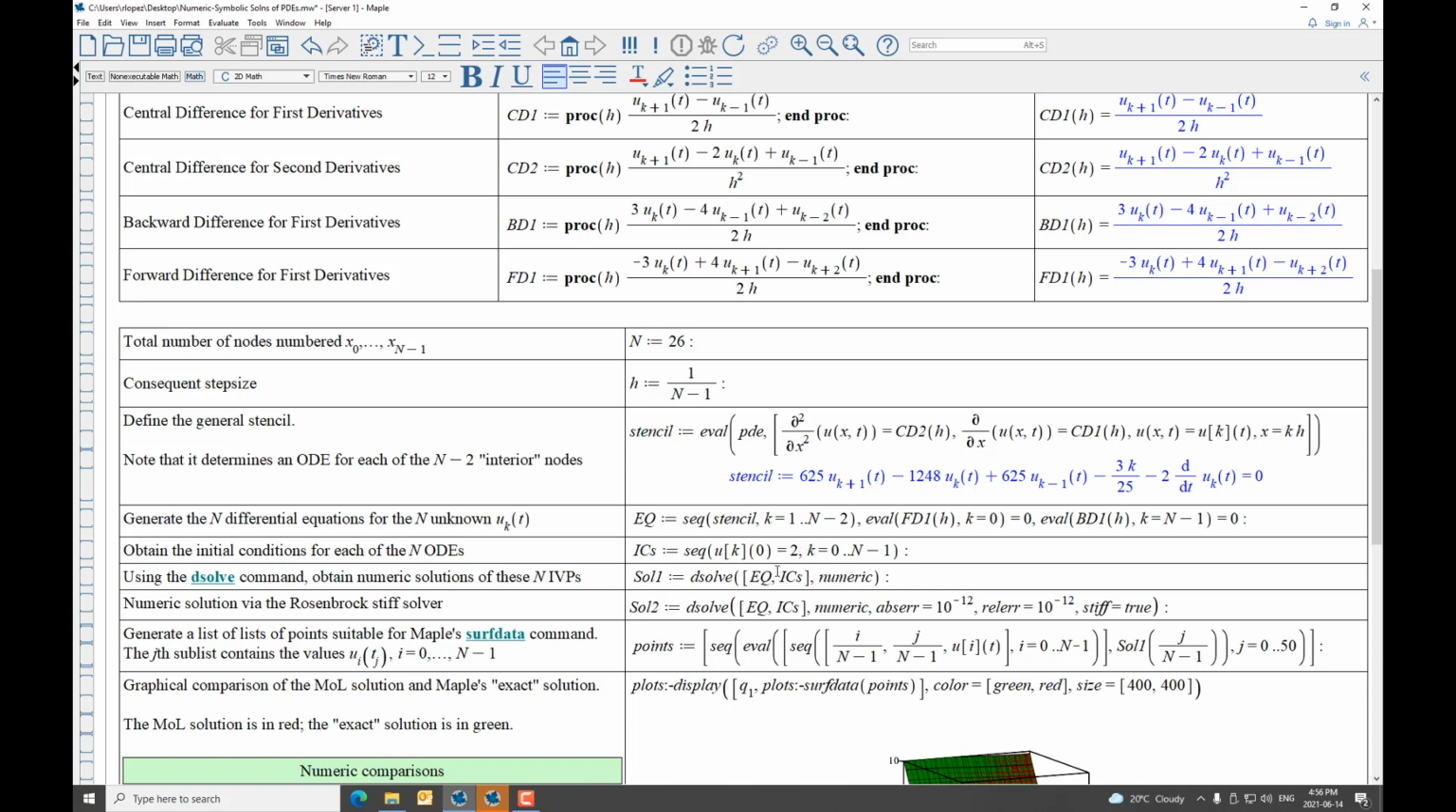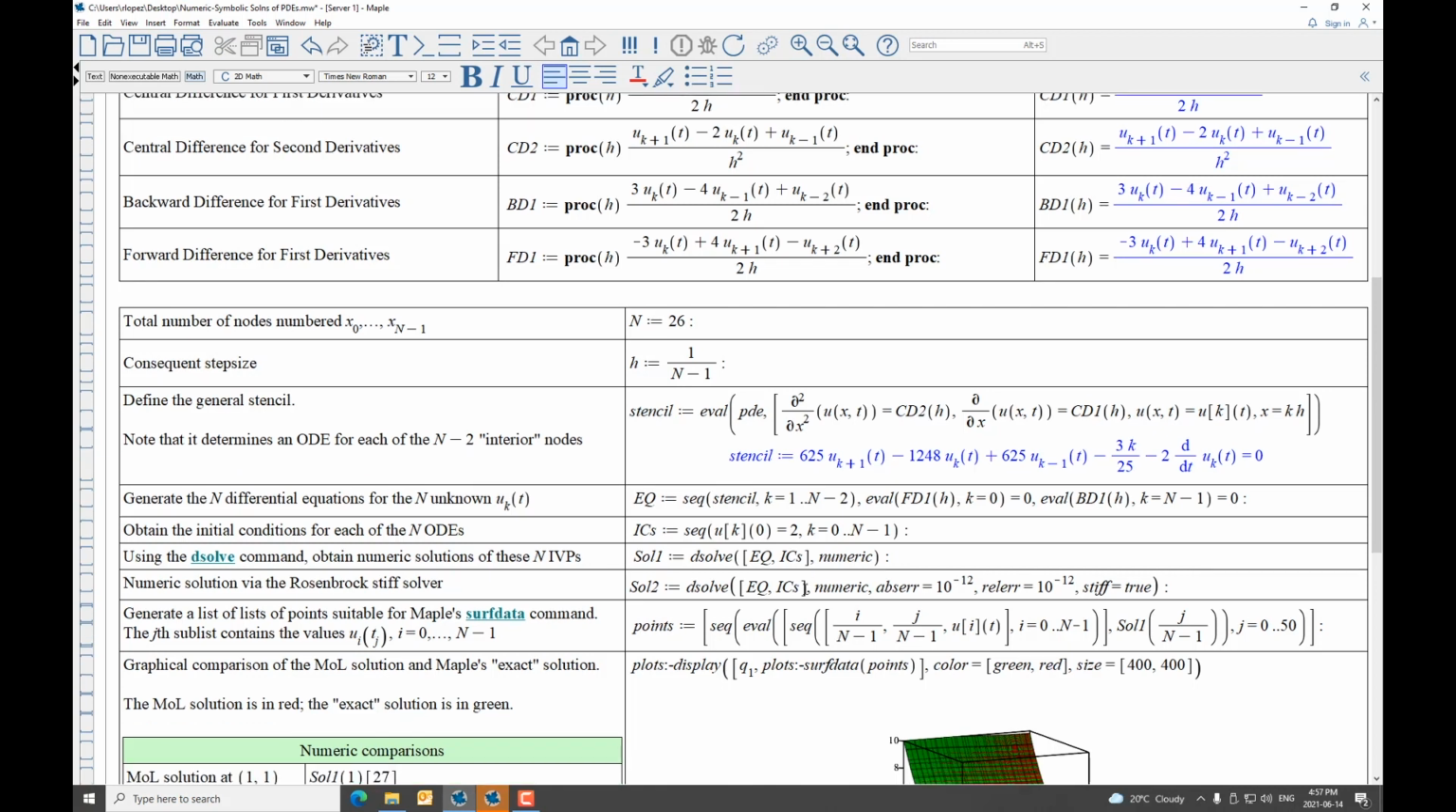Throw that into Maple's dsolve command. And typically this is done with some kind of numeric solver. This is Maple's default numeric solver, RKF45. Here is a call to a stiff solver, the Rosenbrock stiff solver, with prescriptions for absolute and relative error. Turns out it doesn't make a whole lot of difference either way. So we are allowing Maple to use its differential equation solver to solve these equations.